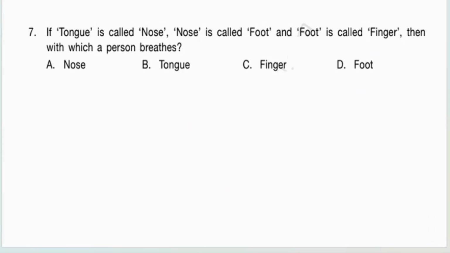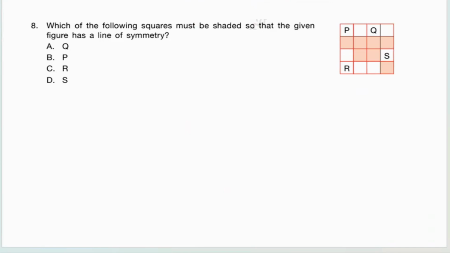Coming to next one. If tongue is called nose, nose is called foot, and foot is called finger, then with which does a person breathe? If you see there, a person breathes through the nose, right? But what is nose called here? This is a part of substitution coding. What is nose called? Nose is called foot. So my answer will be foot because I have to consider the next one. So my answer will be foot here. Okay, coming to next one now.